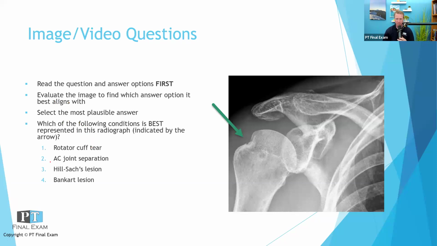1, rotator cuff. 2, AC joint separation. 3, Hill-Sachs lesion. Or 4, Bankart lesion. So I'll give you a moment to respond to that before I tell you how I think about this one.